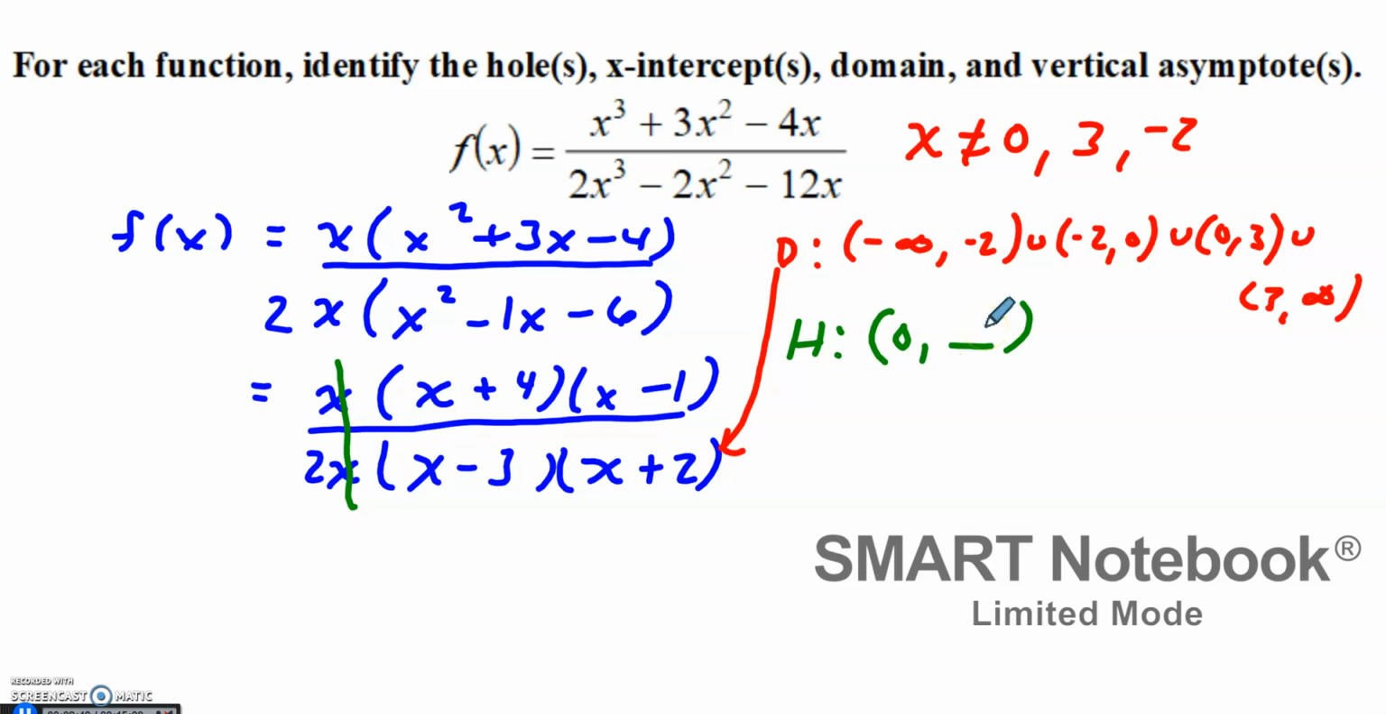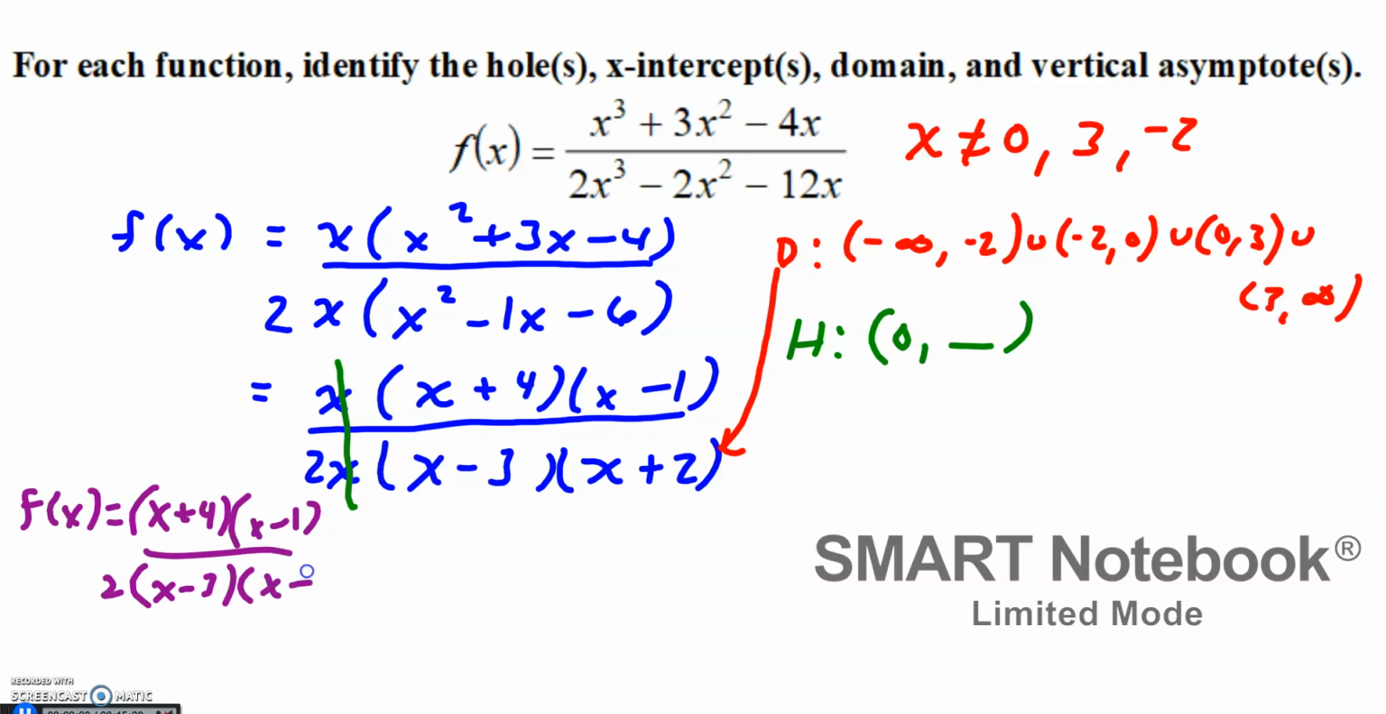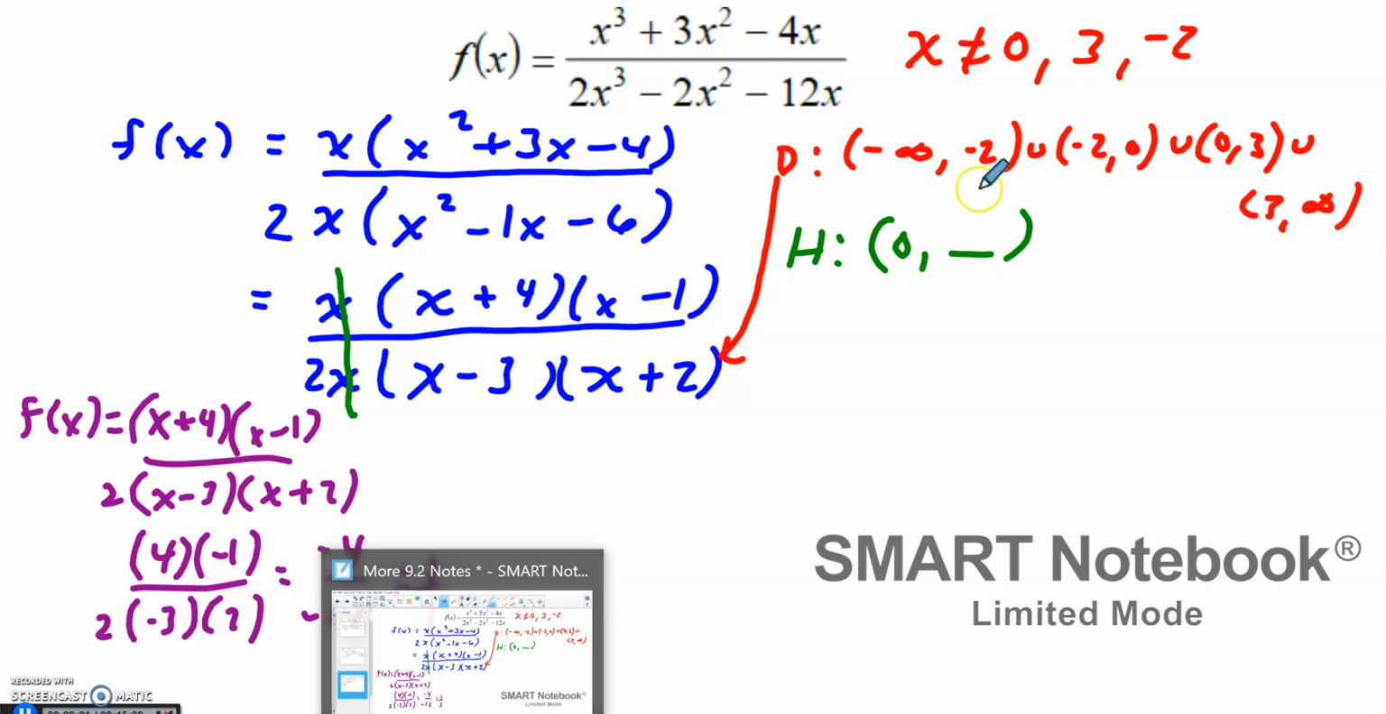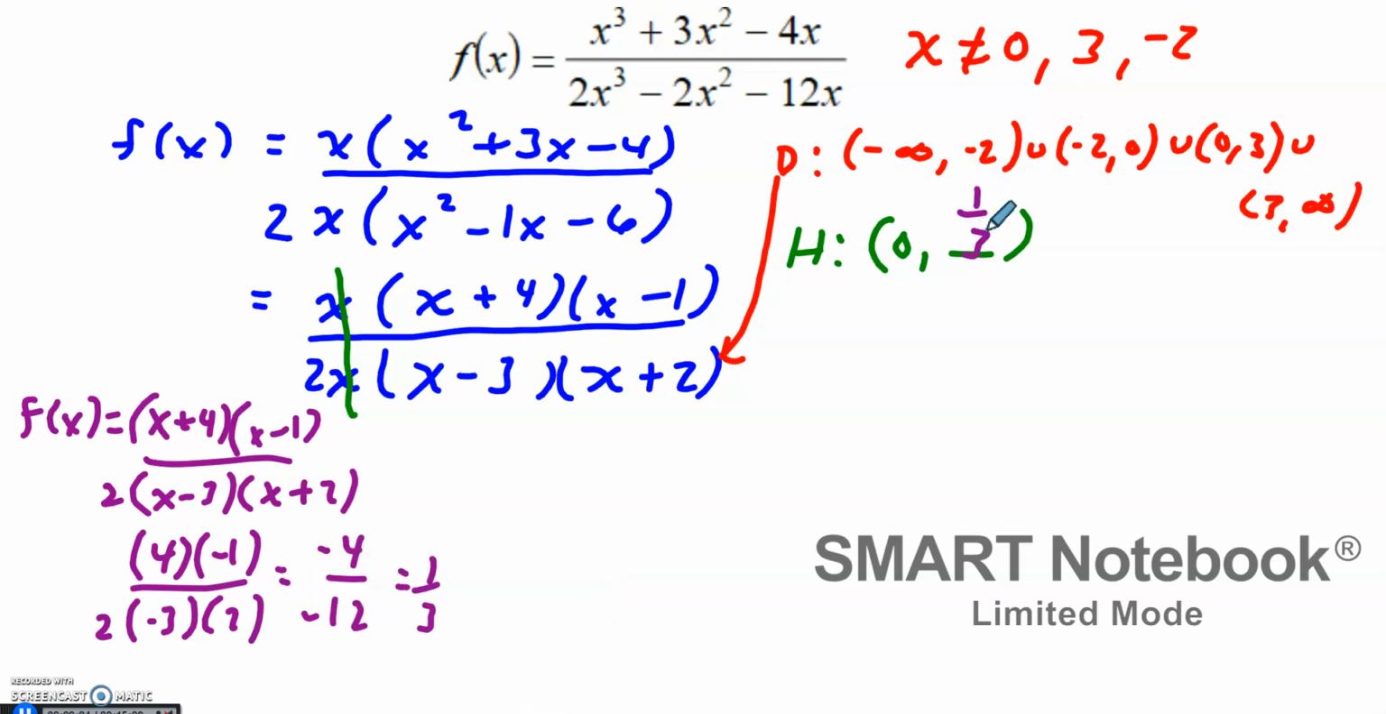To find that something, we need to plug that 0 into the reduced version, which I will write over here. The reduced version of this, if you cross out the x's, would be x plus 4, x minus 1 on the top. The bottom has a 2 out front, and then x minus 3, x plus 2. So if I take 0 and plug it in every time I see an x, I get 4 times negative 1 on the top, and 2 times negative 3 times 2 on the bottom, which is negative 4 on the top and negative 12 on the bottom, which reduces to 1/3. So your hole is the point 0 comma 1/3.